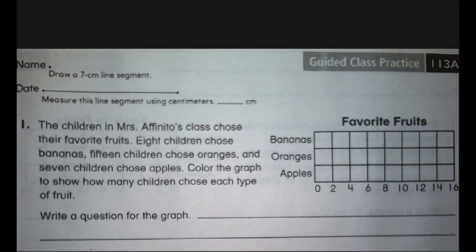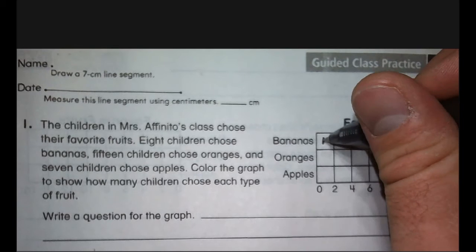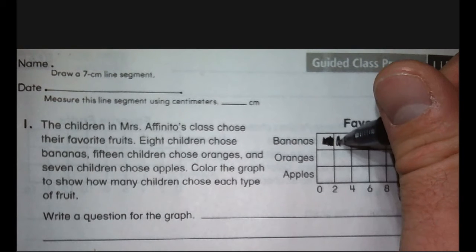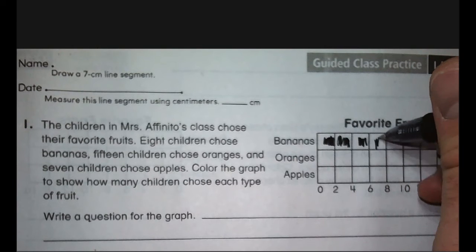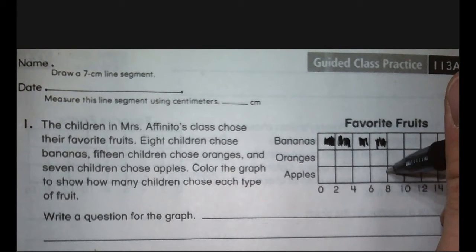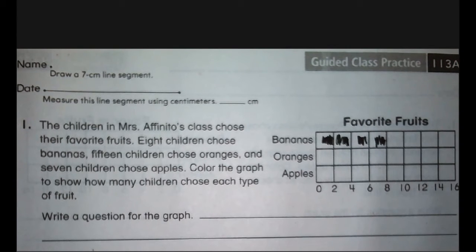Alright, so we'll find the number 8 right here on the graph. Our banana column is right here. We're going to color this in, color this in, color this in, and color this to the number 8 line. Okay, so that shows 2, 4, 6, 8 people liked bananas. Alright, let's move on to the next fruit.